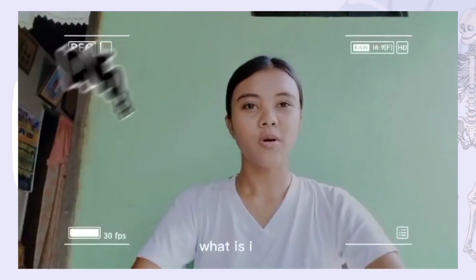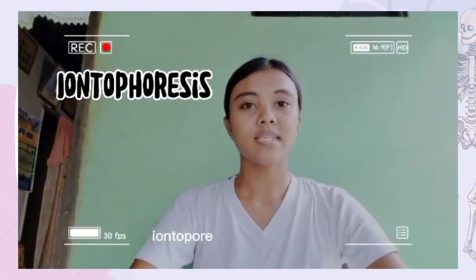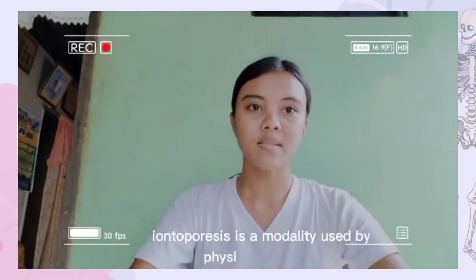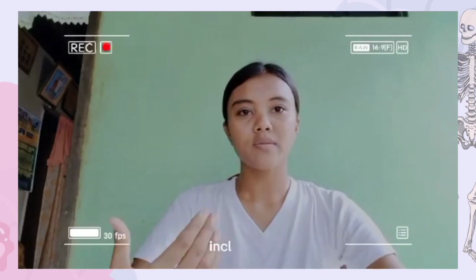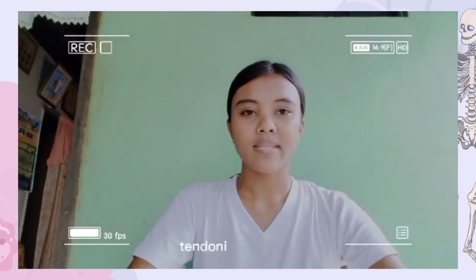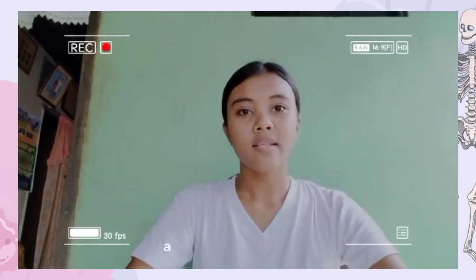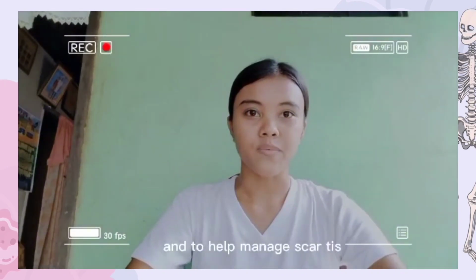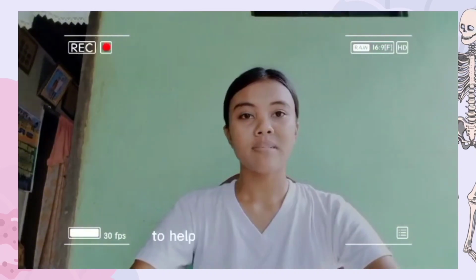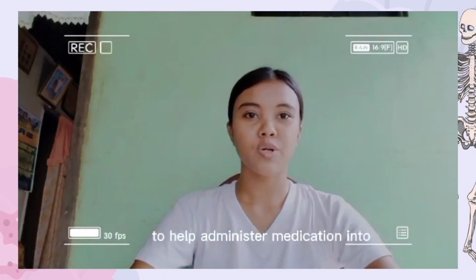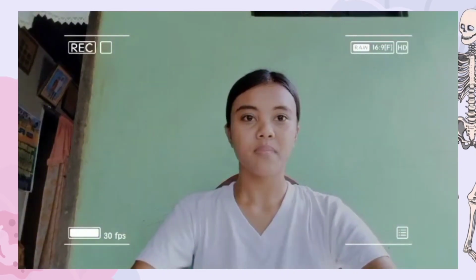What is iontophoresis? Iontophoresis is a modality used by physical therapists to treat a wide variety of conditions including bursitis, tendonitis or tendinopathy, and to help manage scar tissue. It uses electrical stimulation to help administer medication into your body through the skin.